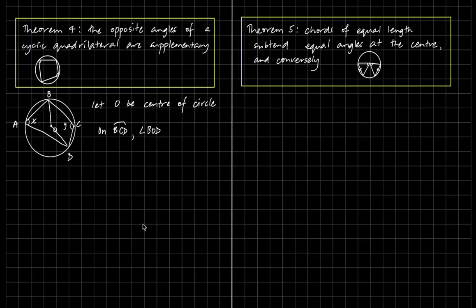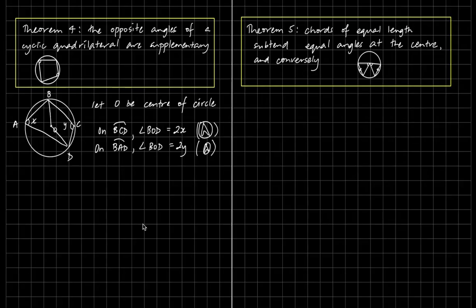So therefore angle BOD we could say is equal to 2 times x. And then on arc BAD, so that's going around the left-hand side of the circle, angle BOD is equal to 2y. And this time we're talking about this angle BOD being twice that angle at the circumference. Both of those are by theorem 1, which is saying the angle at the center is twice the angle at the circumference subtended by the same arc.